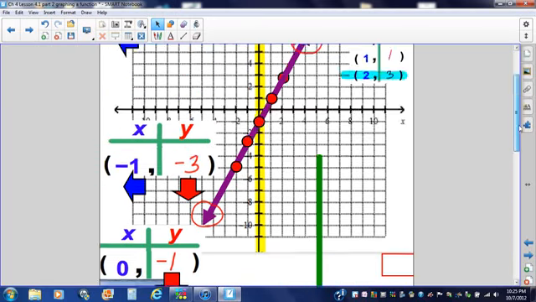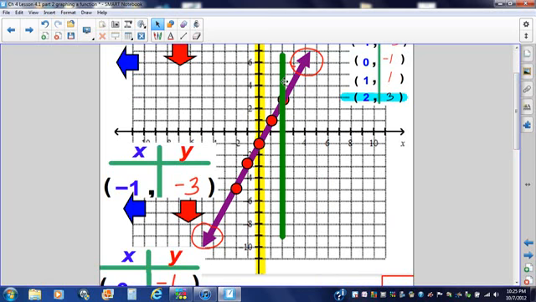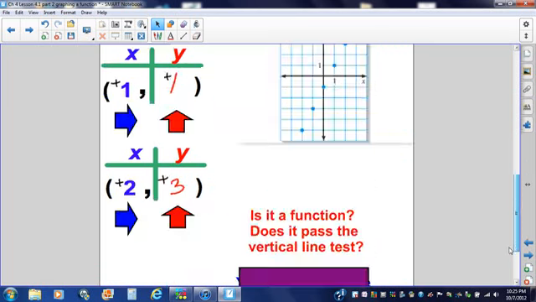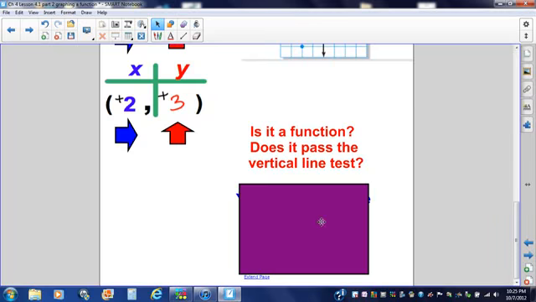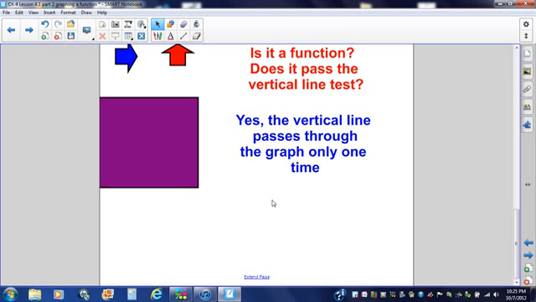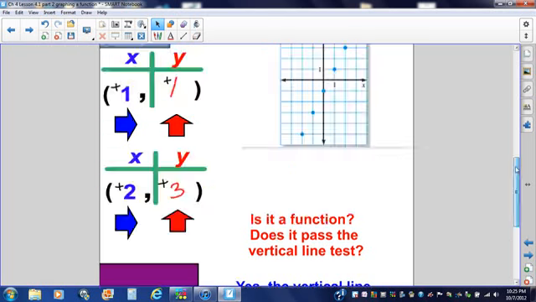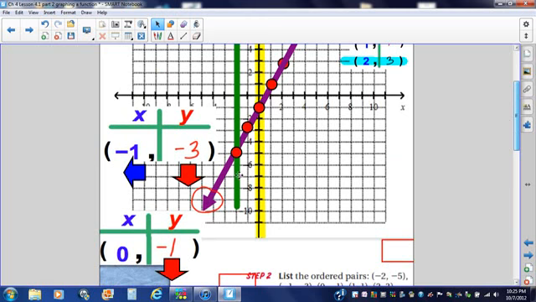Vertical line goes up and down. No matter where I place this vertical line, it only passes through one time. So, is it a function? Does it pass the vertical line test? Yes. The vertical line passes through the graph only one time. Right here, then right here. It only touches it one time no matter where I move it to.